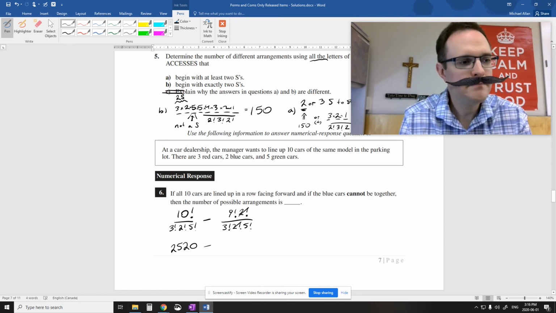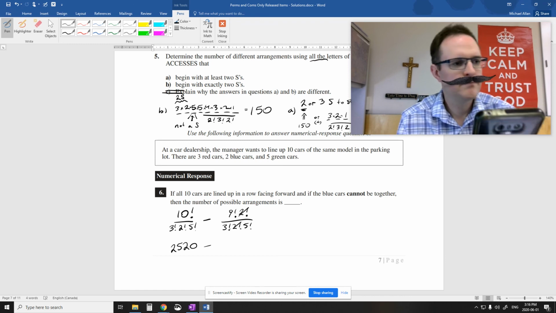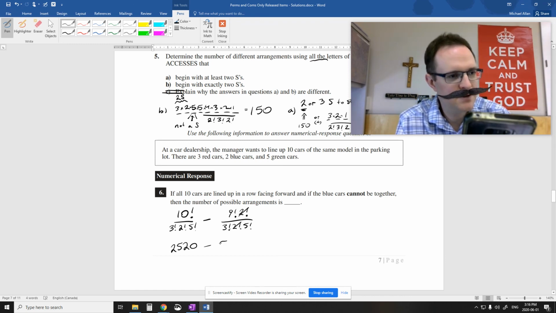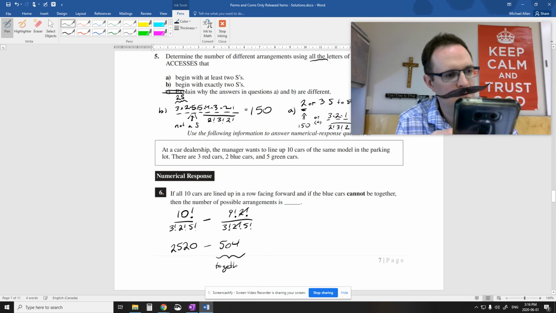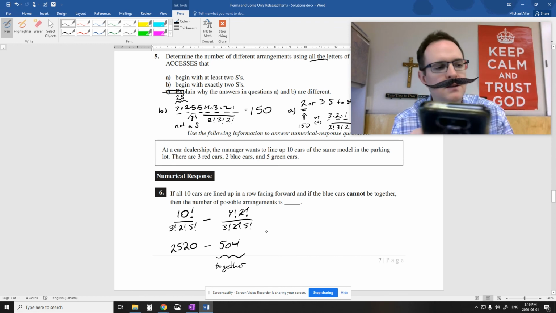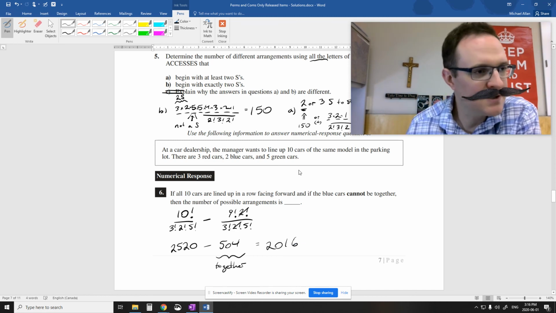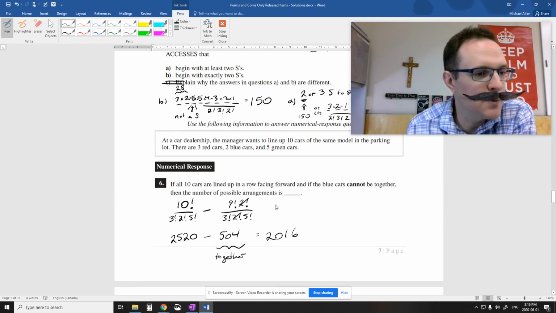Okay. So 9 factorial divided by 6 times 120 as well. So there's only 504 of them together. So this here is together. So I'm going to take the 25, 20, and minus them together. And I get 2016. There you go. Yeah, I'm sure there's other ways to go about that one, but that's the way I would do this one.